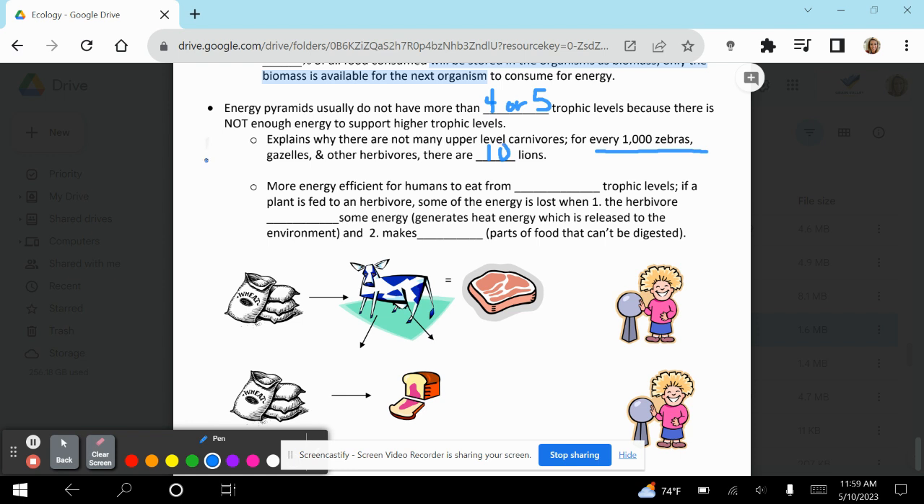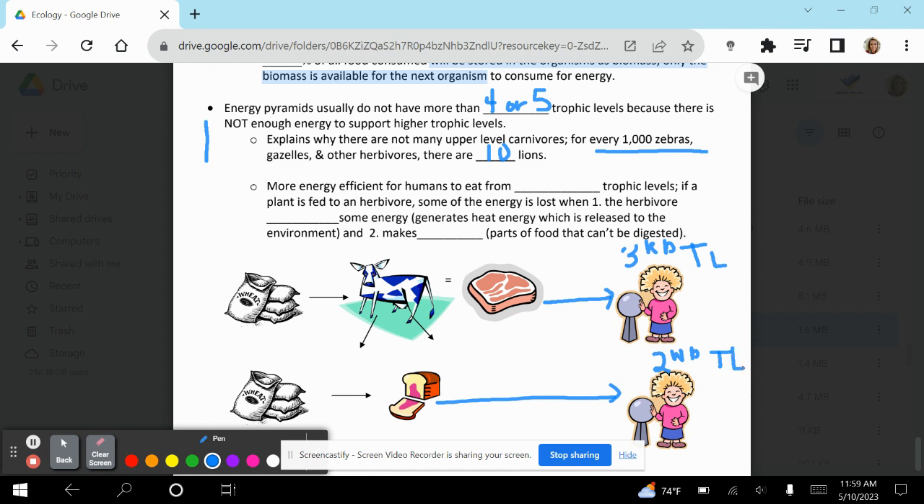Now, in relation to humans, let's talk about what happens if we eat on the third trophic level. So I'm going to put third TL here for trophic level. We are going to take plant material and feed it to a cow, and then we're going to consume some meat from the cow. So technically we're on that third trophic level. And if we directly eat something from the plant, we would be on the second trophic level.